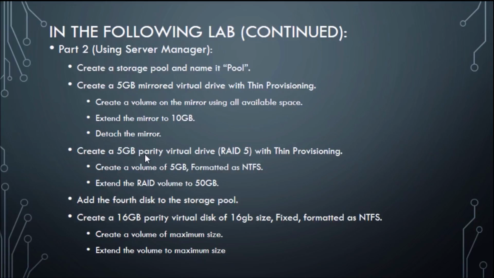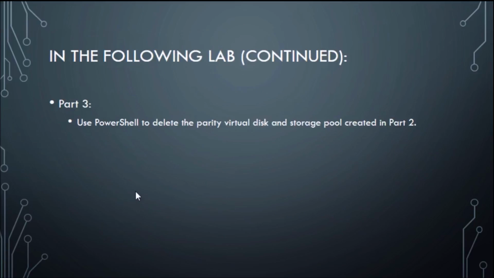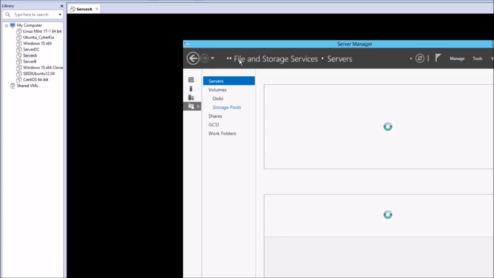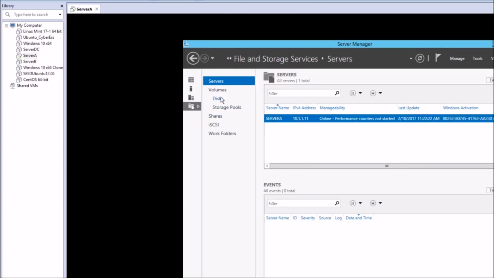Then we're going to create a 5 gigabyte parity virtual drive with RAID 5 with thin provisioning, create a volume of 5 gigabytes formatted as NTFS, extend the RAID volume to 50 gigabytes, add the 4th disk to the storage pool, and then create a 16 gigabyte parity virtual drive, fixed and formatted also as NTFS. Create a volume of maximal size and extend the volume to maximal size. And then lastly, we're going to use PowerShell to delete the parity virtual disk and storage pool created in part 2.